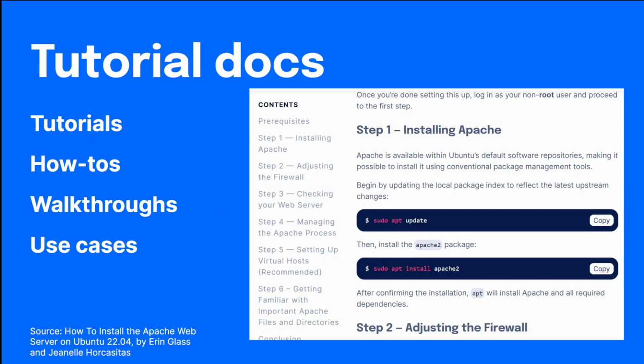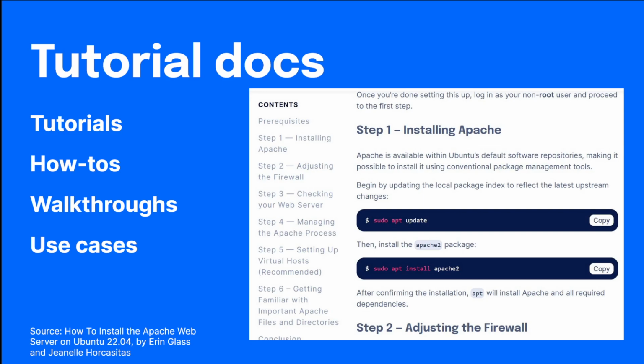So this is an example from DigitalOcean's tutorials. Specifically, it's the tutorial on how to install the Apache web server on Ubuntu 22 by my former colleagues Aaron Glass and Janelle Horcasitas. Note here that the step titles, which you can see two of them on the main screen and the rest of them in the menu bar on the left, all of these titles have verbs in them. They cover a task. These are things that the user wants to do.